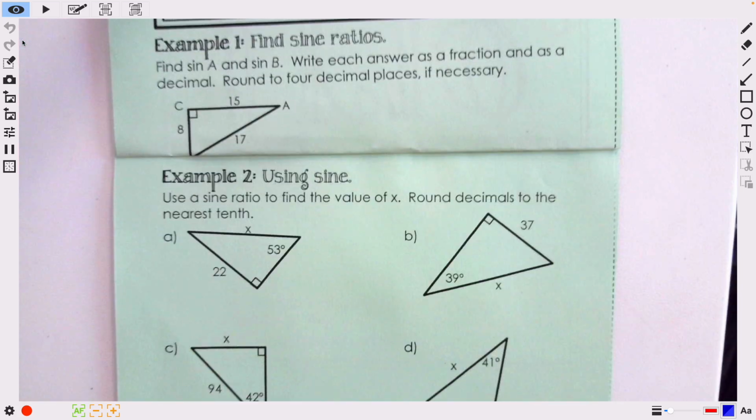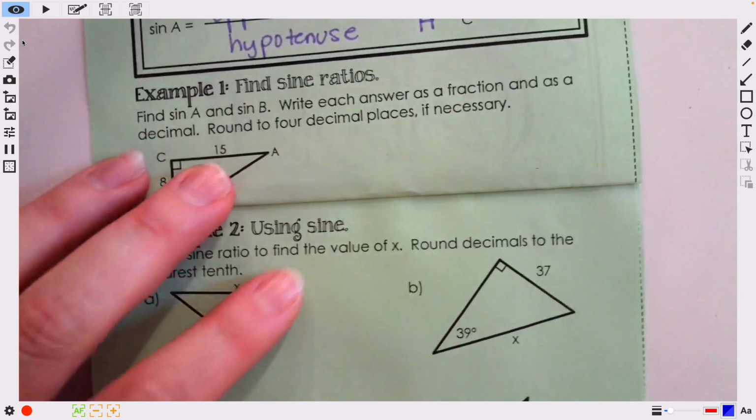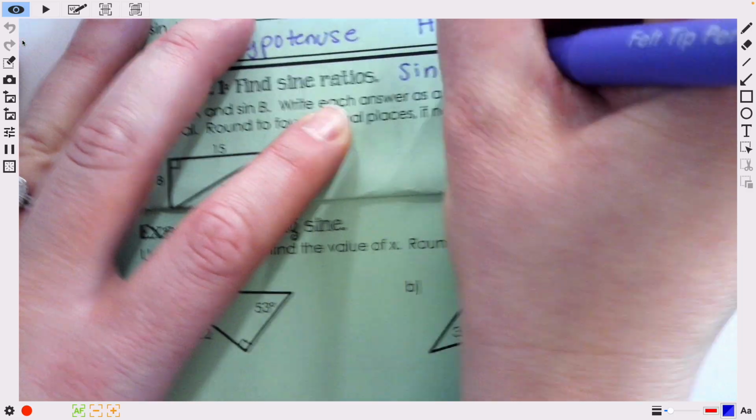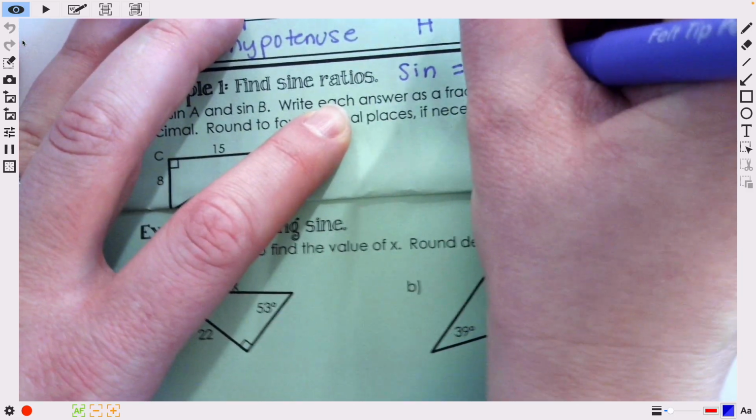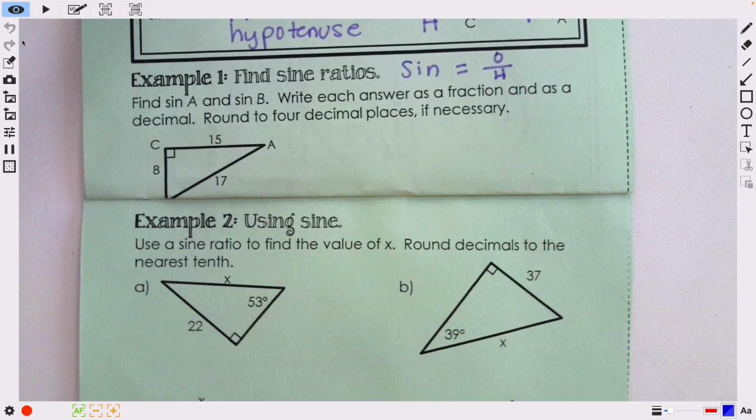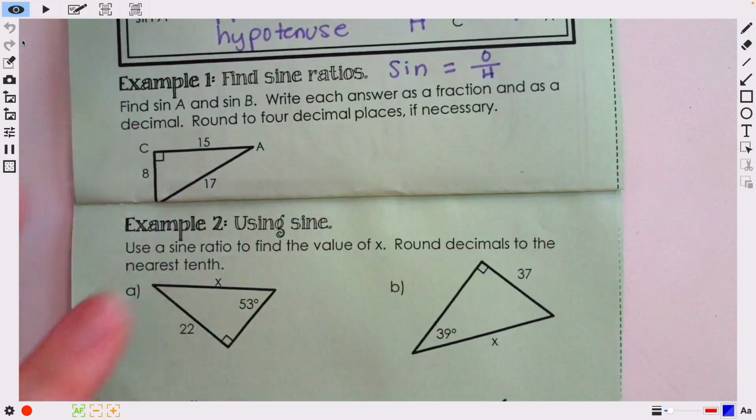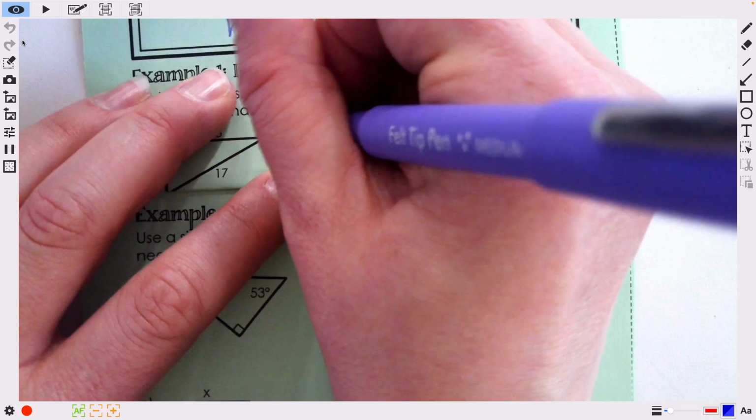Okay, so all you need to know right now is that sine is opposite over hypotenuse. That's what you need to know right now. So it says we're going to find the sine of A and B.